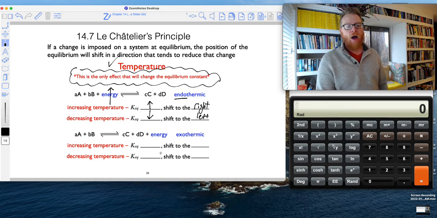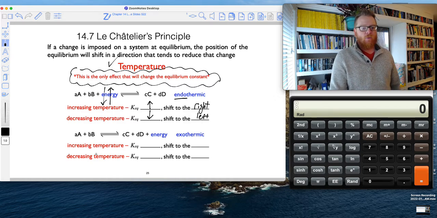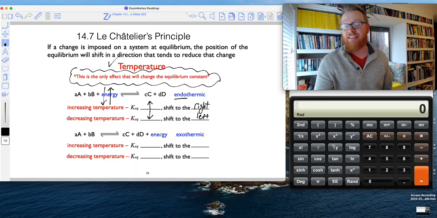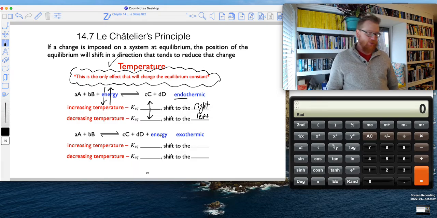Okay, so what about for an exothermic reaction? Well, recall on an exothermic reaction, energy is a product. Energy is released in this reaction. Okay, so if I increase the temperature, it's like I'm adding more product, and that's going to want to make this reaction go backwards. It's going to want to shift to the left. And so that means the equilibrium constant gets smaller. Okay, so just the opposite of the endothermic case.